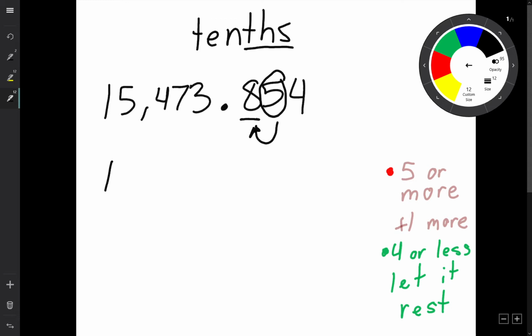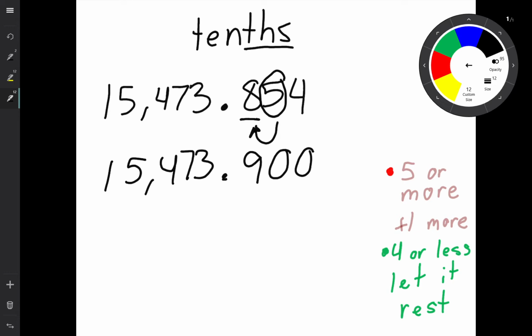So it becomes 15,473 and 900 thousandths. Now, these guys are zeros, so technically I don't have to write those, but I chose to do it just because, again, if I get into the habit of the circle becomes a 0, I'll never get it wrong. But because they are zeros, technically I wouldn't have to write them.